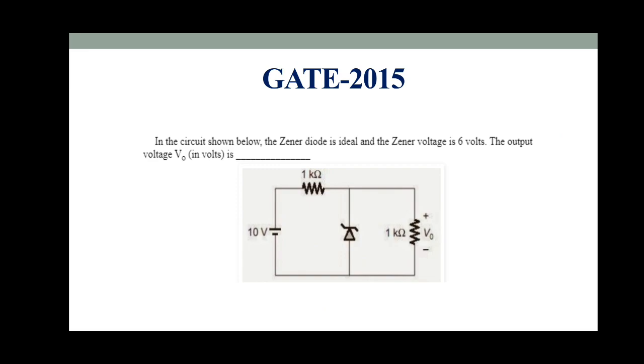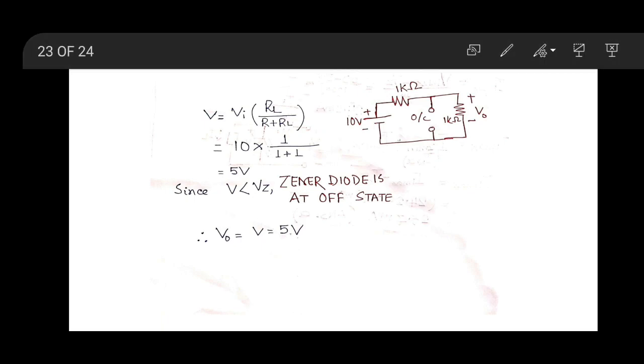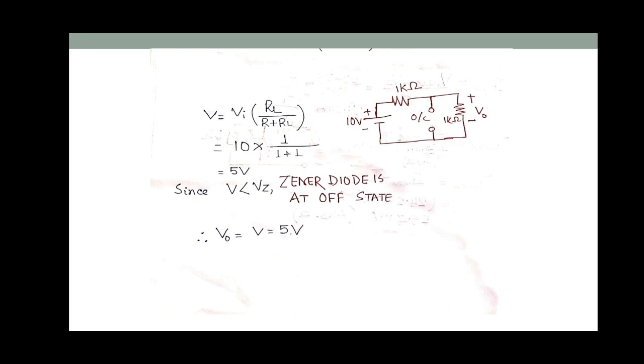And this question came in GATE 2015. In the circuit shown below, the Zener diode is ideal, that is knee current equals 0, and Zener voltage VZ is 6 volt. What is the output voltage? Here you can apply this formula since the knee current is 0. That is V equals Vi into RL by R plus RL, that is 5 volt. Since V is less than VZ, the Zener diode is in the off state. And since it is in the off state, it will act as an open circuit and the value of V0 is 10 into 1 by 1 plus 1, that is equal to 5 volt.